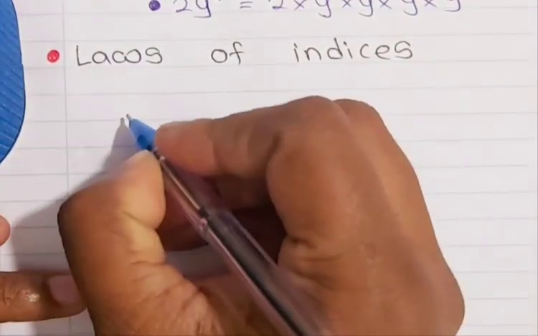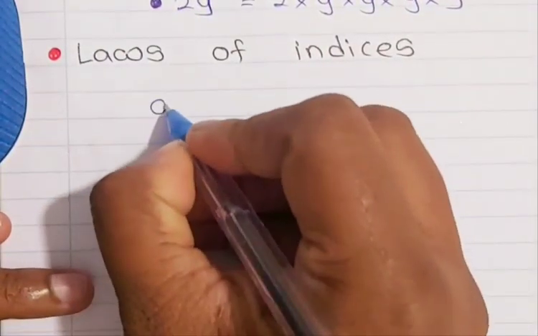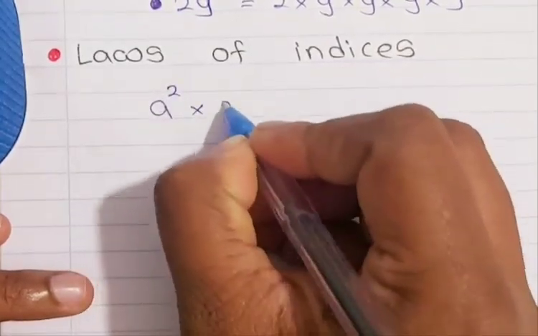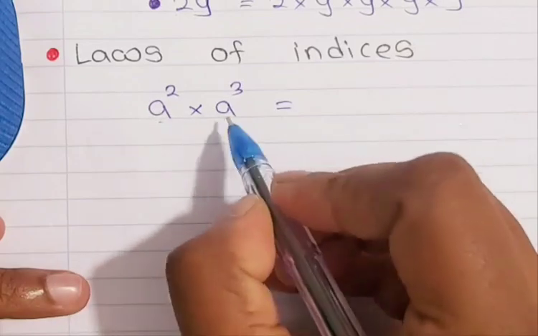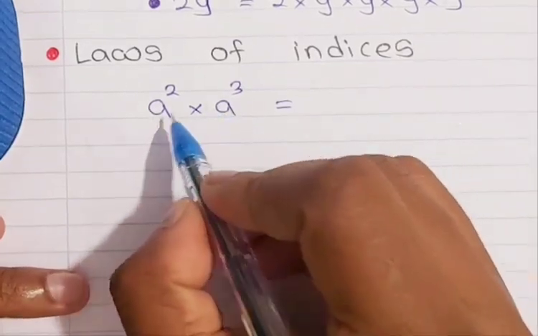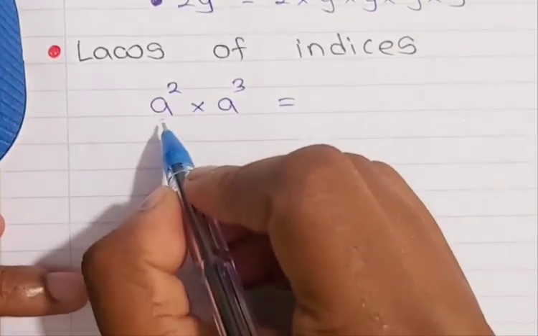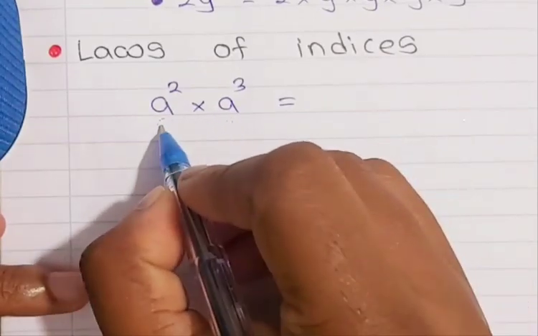The first one is a to the power 2 into a to the power 3. You can see that both are powers with the same base.